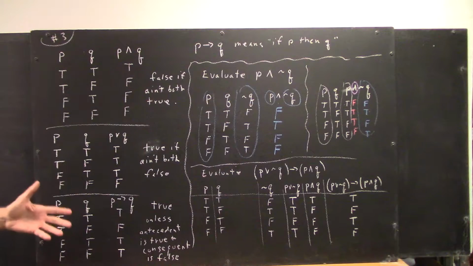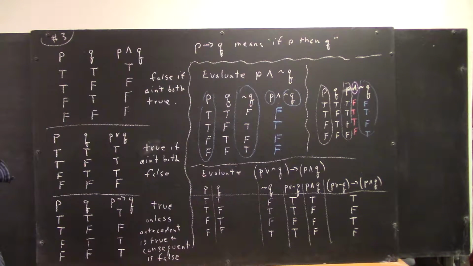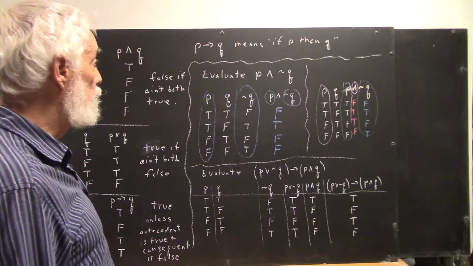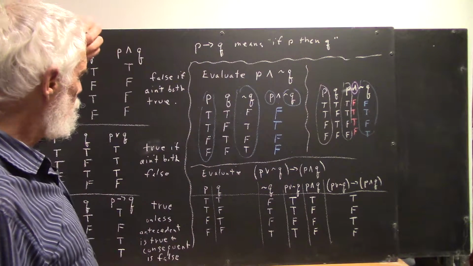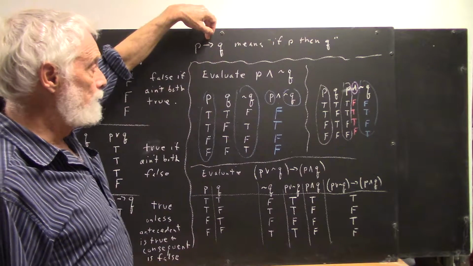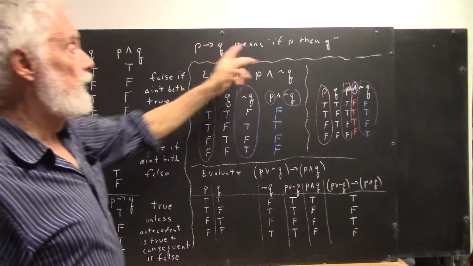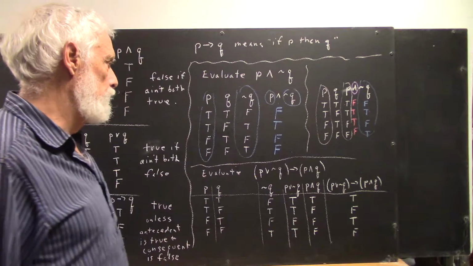We have to keep these three rules in mind. Also, of course, the rule that the negation of something has exactly the opposite truth value. And I make a note that this means if P, then Q. There are many other translations, but that's our defining translation.